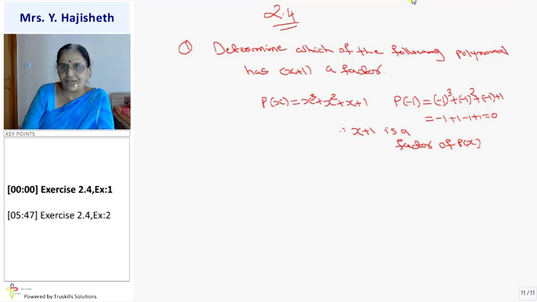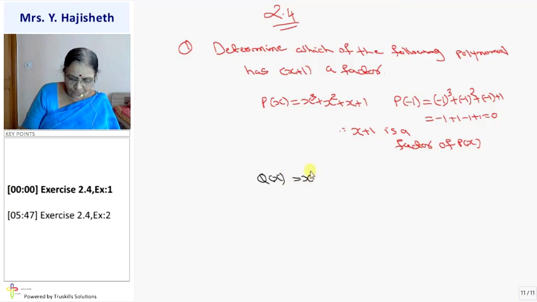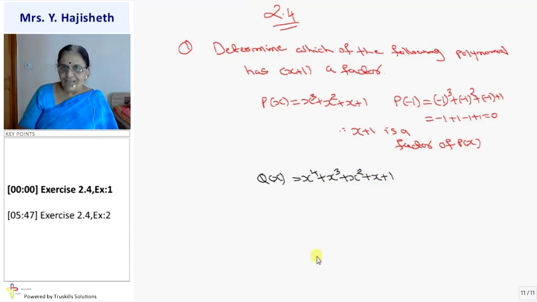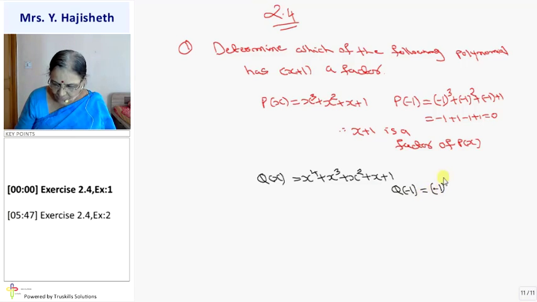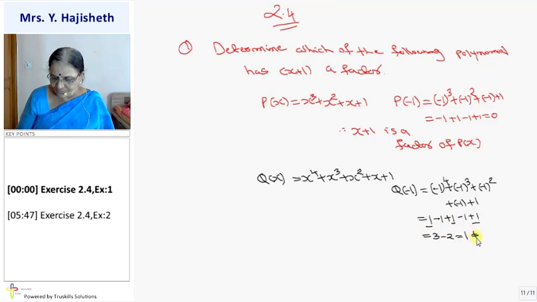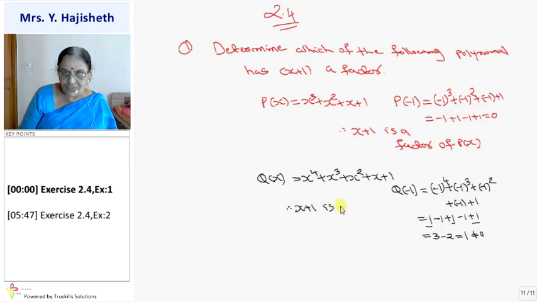Now another sum. Another q(x) is given as x raised to 4 plus x cube plus x square plus x plus 1. Here also, whether x plus 1 is a factor or not, I should find out q of minus 1. If q of minus 1 is 0, then x plus 1 is a factor of q(x). Minus 1 raised to 4 plus minus 1 cube plus minus 1 square plus minus 1 plus 1. So it is 1 minus 1 plus 1 minus 1 plus 1. So 1, 1, 1, 3 minus 2. It is 1. It's not 0. Therefore, x plus 1 is not a factor of q(x). Clear?